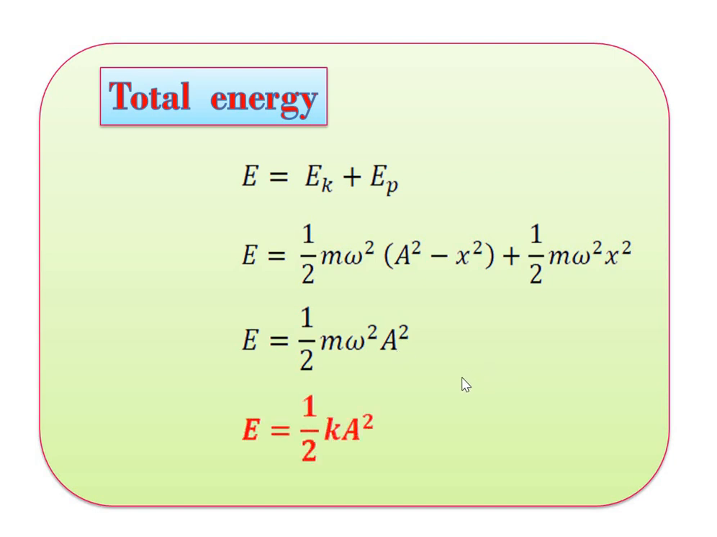So the final total energy formula becomes E equals 1/2 k into a square. As m, omega and a are constant, the total energy of the particle remains constant, or it becomes conserved.